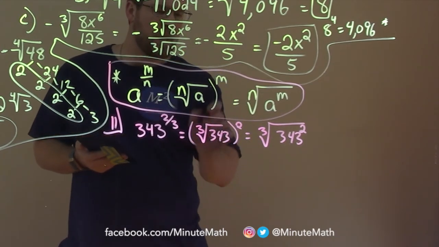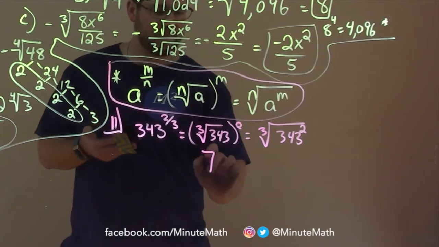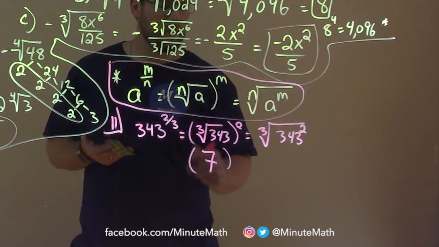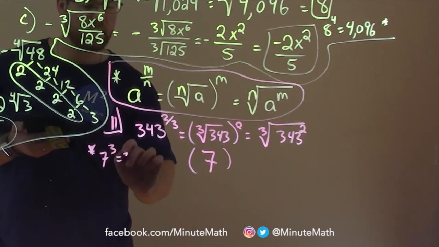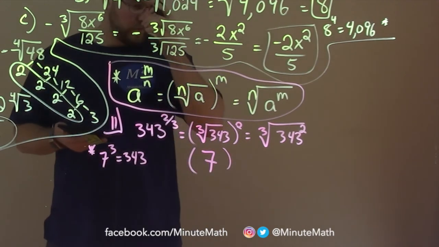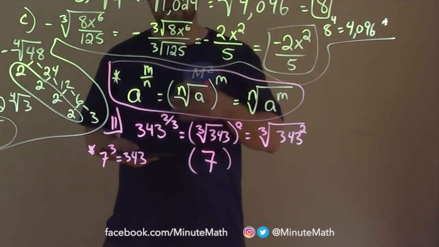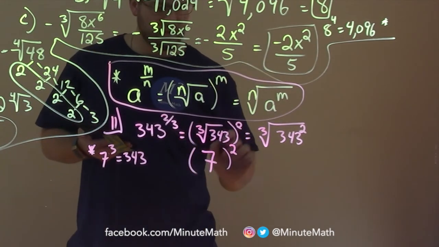The middle one. We know the third root of 343 is just 7. So the third root of 343 is 7 because, note here, 7 to the third power is 343. And these are some things you will start remembering off the top of your head, but you always have a calculator, or you can try multiplying it out. Okay?